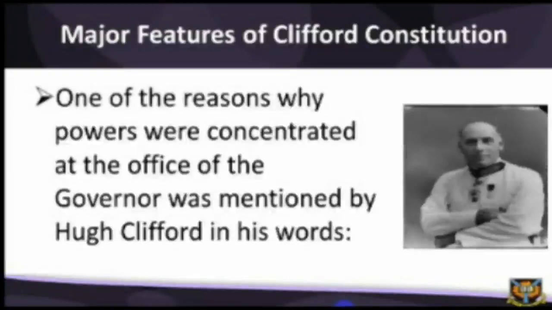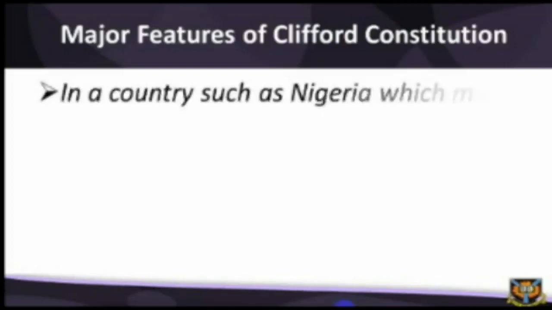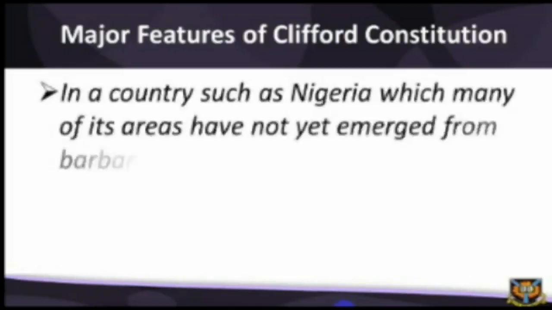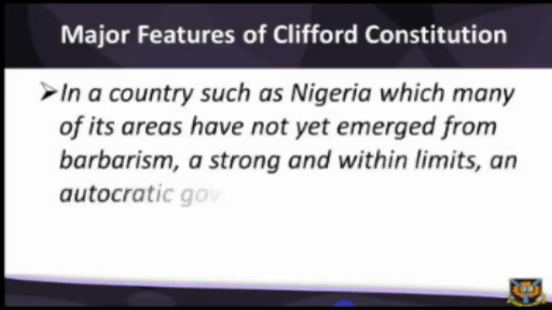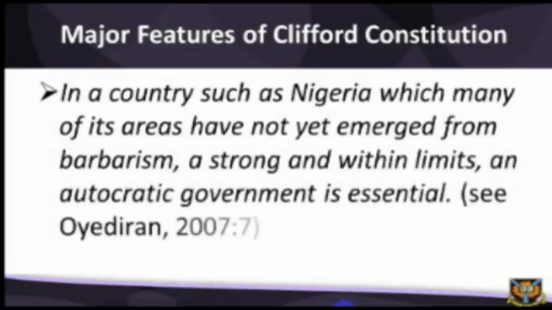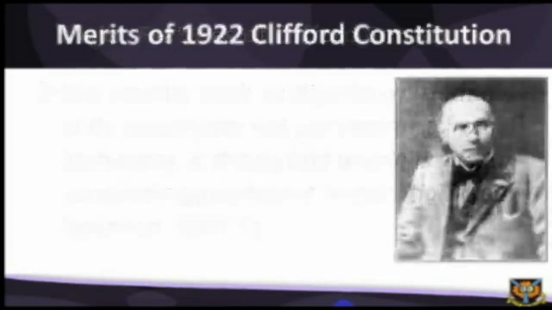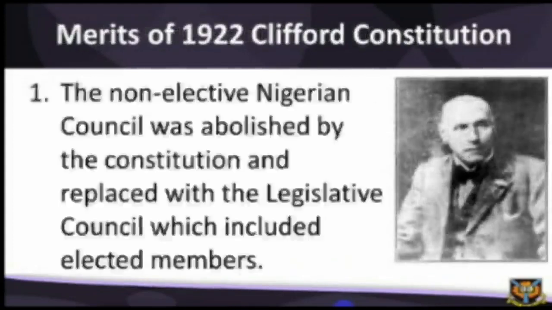One of the reasons why powers were concentrated in the office of the Governor was mentioned by Hugh Clifford in his words: "In a country such as Nigeria, many of whose areas have not yet emerged from barbarism, a strong and, within limits, autocratic government is essential." See Oyediran, 2007. Merits of the 1922 Clifford Constitution.